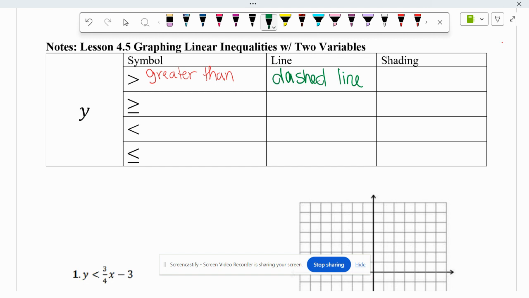Am I going to shade above the line or below it? My y values are right here. Y is greater than everything that the line represents. Am I going to shade above it or below it? Above. So that's what you're going to put under the shading: shade above.